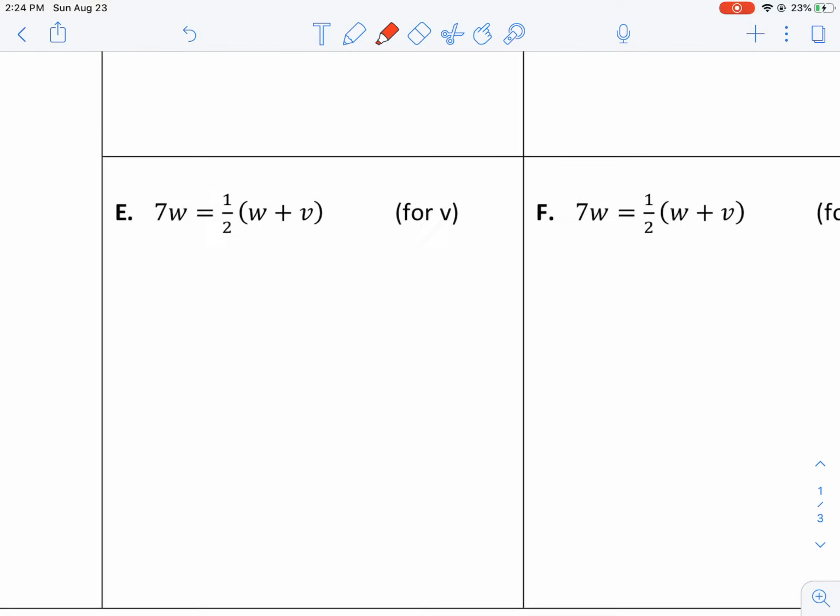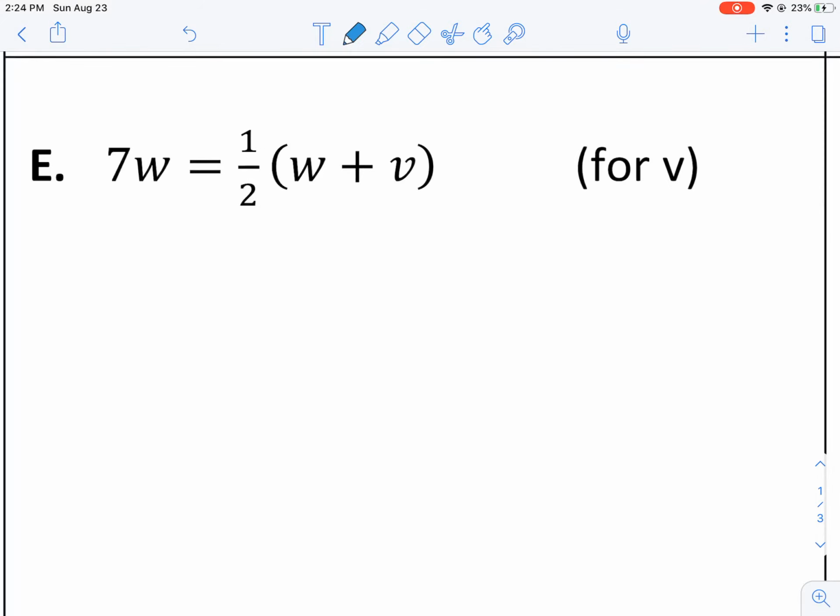Letter E, we've got another little bit more complicated one here. It wants us to solve for v. So how do we do that? Well, we have some parentheses here, and we have a coefficient to that parentheses, that's a half. So how do we get rid of that half? We multiply by the reciprocal, so 1/2 times 2. And then we're going to multiply by 2 on the left side. So these are going to cancel out. So we've got 2 times 7w, that's 14w. Over here, we're just left with what was inside the parentheses, so w plus v.